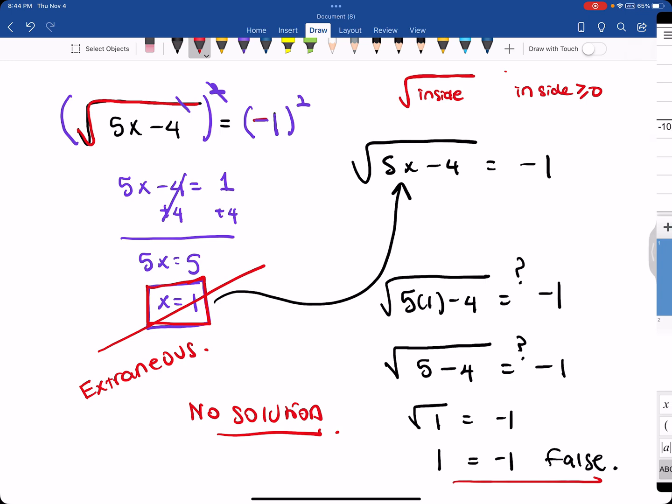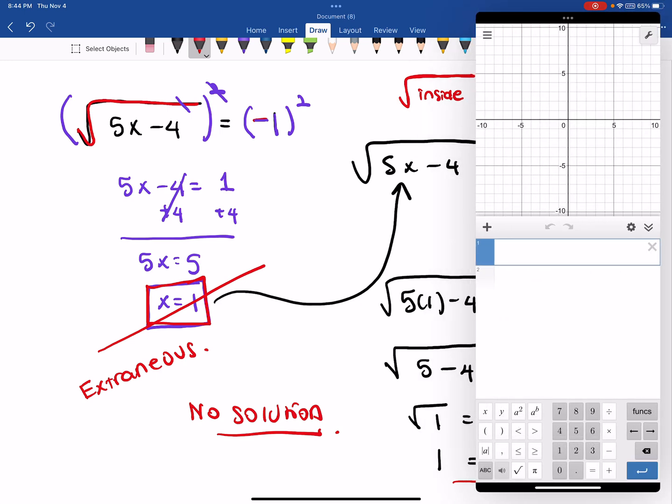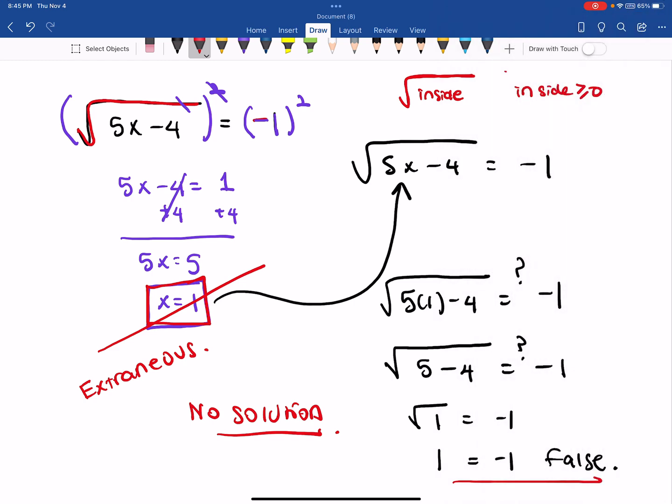We can actually check this on Desmos if you like. So the original equation was root 5x minus 4. And then because I'm putting it into Desmos, I'm going to move negative 1 over, and then it's going to be plus 1. So if there was to be a solution, it has to be anywhere touching the x-intercept on the x-axis, but we don't see that. There's no x-intercept, therefore there's no solution.